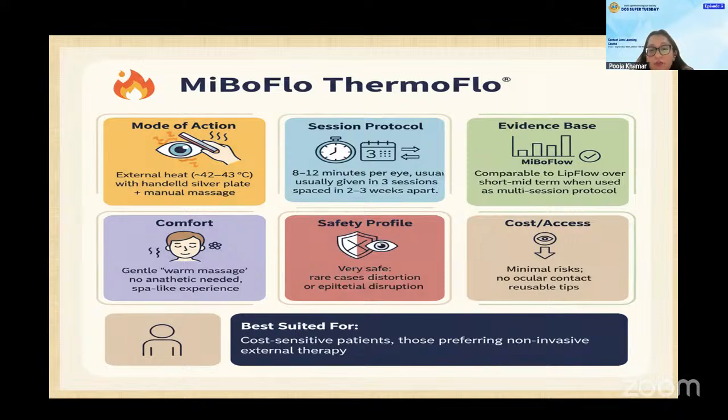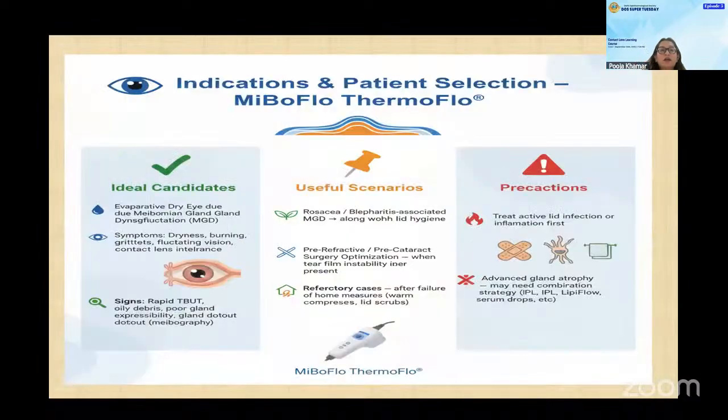You can offer it to more and more patients, especially the ones going for surgery, because it gives faster outcomes. Now, what would be the ideal candidates for these patients? Any candidate with evaporative dry eye due to MGD, dryness, burning sensation, grittiness, fluctuating vision, or contact lens intolerance is also one of the key factors where you can advise this treatment.